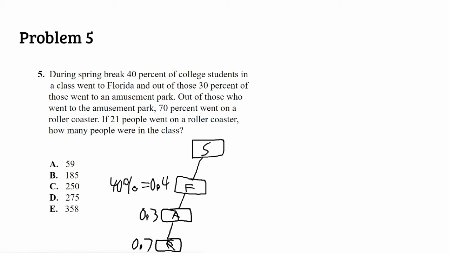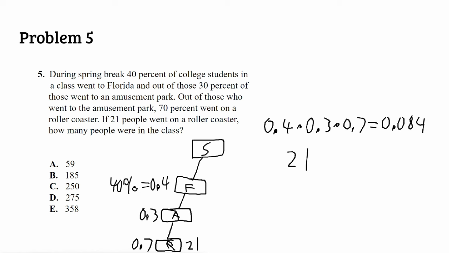So what I could do, since I know we have 21 people going on a roller coaster, is I could just do 21 divided by 0.7, and then divided by 0.3, and then divided by 0.4, and that'll get me back up to the original starting class. Now, the other thing that I could do here is I could just multiply 0.4 times 0.3 times 0.7. And if I do this, I get 0.084. And then I'll just divide those 21 students we had on the roller coaster by 0.084, and I will get 250 students. So that is going to be option C.